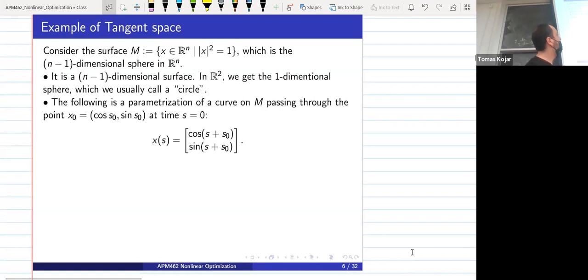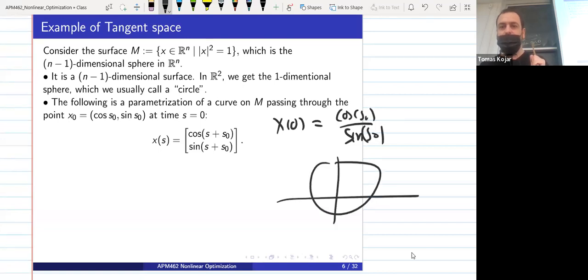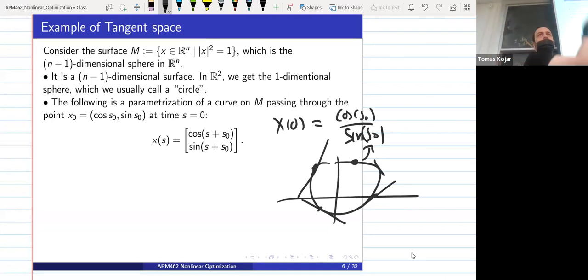So this is the parameterization of an arbitrary point, x naught. Because if you put s equals 0, you get cosine s naught, sine s naught, which will be some point that you like. Maybe you want it over here. I'm just doing it for generic points. Of course, I can just put 0, 0, but I want to give you the tangent at every single point along the circle. Is that okay? Okay, good.